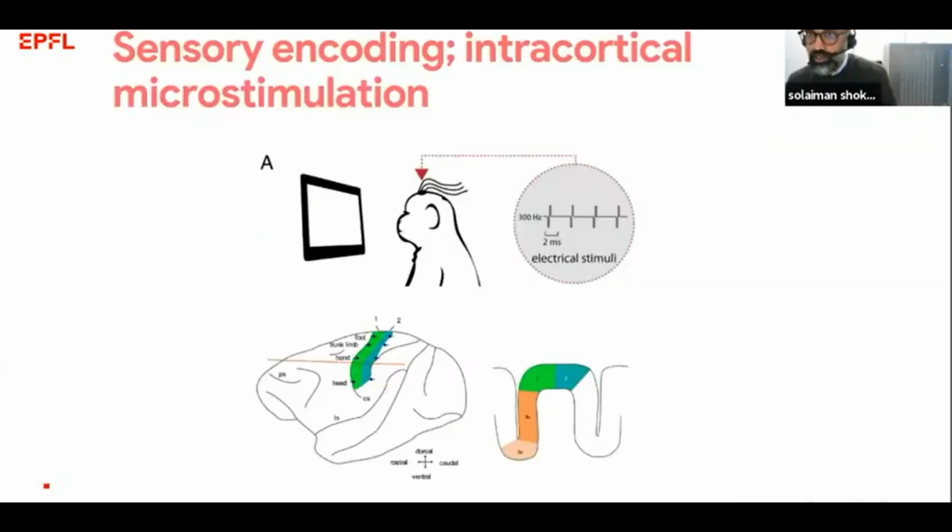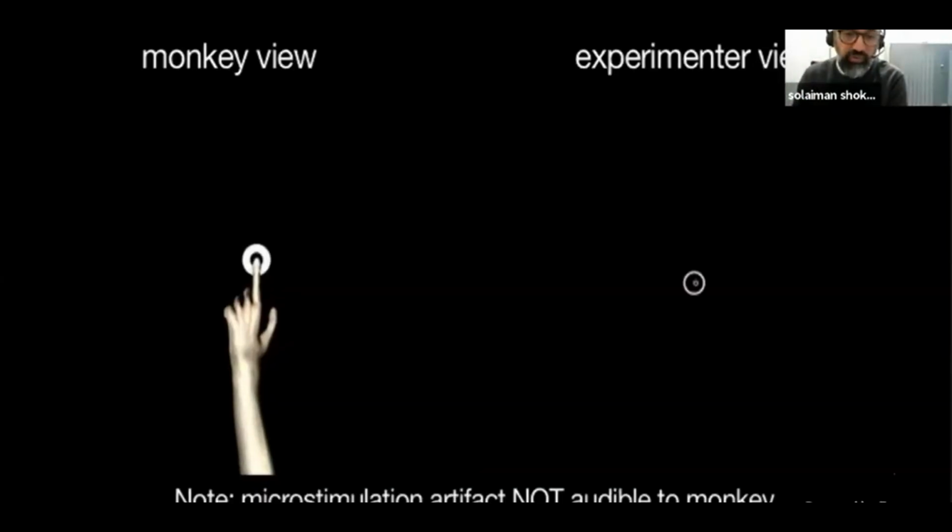On the sensory encoding side, we used intracortical microstimulation, so small charge-balanced stimulations directly in S1, in area 3b for neuroscientists. This part might be obvious, because that is the part that encodes vibration and is time locked to this sort of vibrotactile sensation. Now, I have an example here of what the monkey is seeing and how the experiment goes.